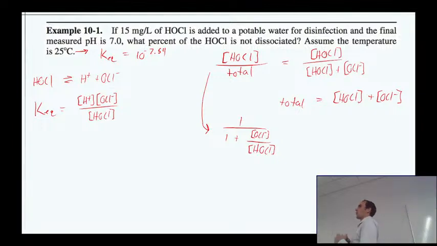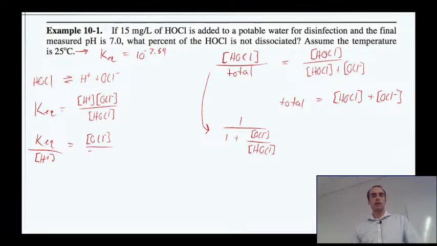So now the question is, how do I do some sort of substitution for HOCl and OCl minus? Really what I want to substitute it in is for things that I know, right? And that's where I'm going to get the KEQ here from. And if you look at this equation, it's pretty simple to find a substitution just if we divide both sides by H plus. Right, so if we divide KEQ by H plus, then what we're left with is OCl minus divided by HOCl.